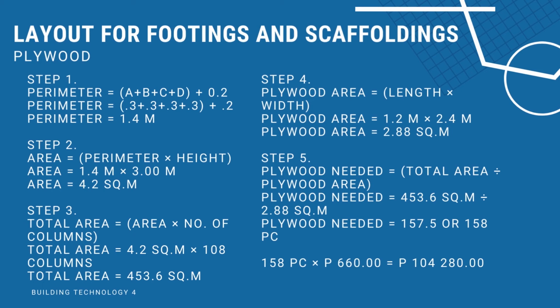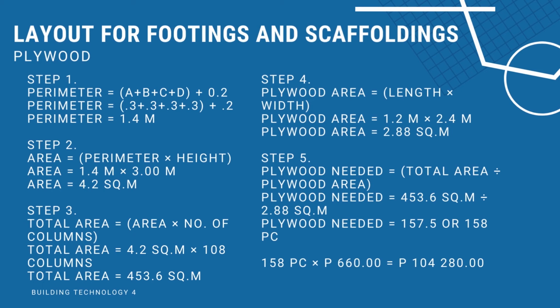So the total area is 453.6 square meters. Step 4 is to get the plywood area. So the plywood area is equal to length times width. The value of length is 1.2 meters times the width, 2.4 meters. So the plywood area is equal to 2.88 square meters.